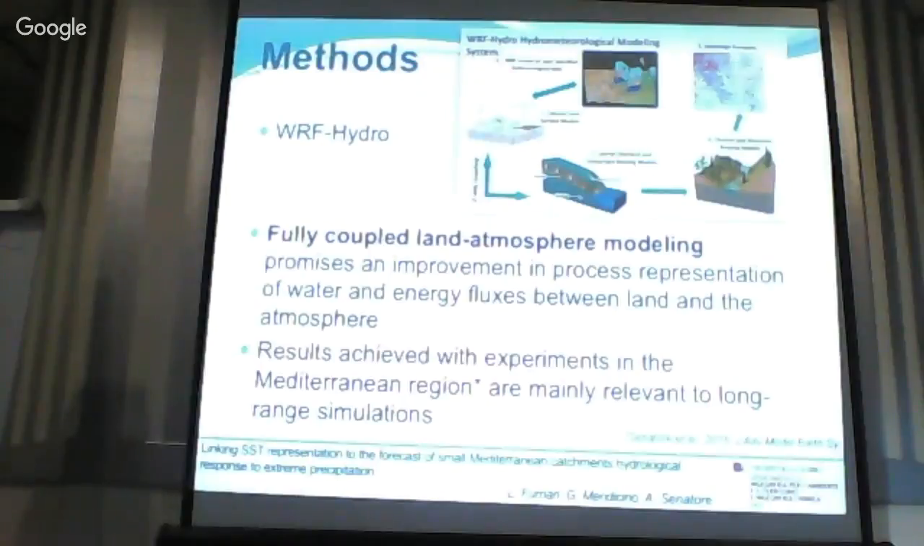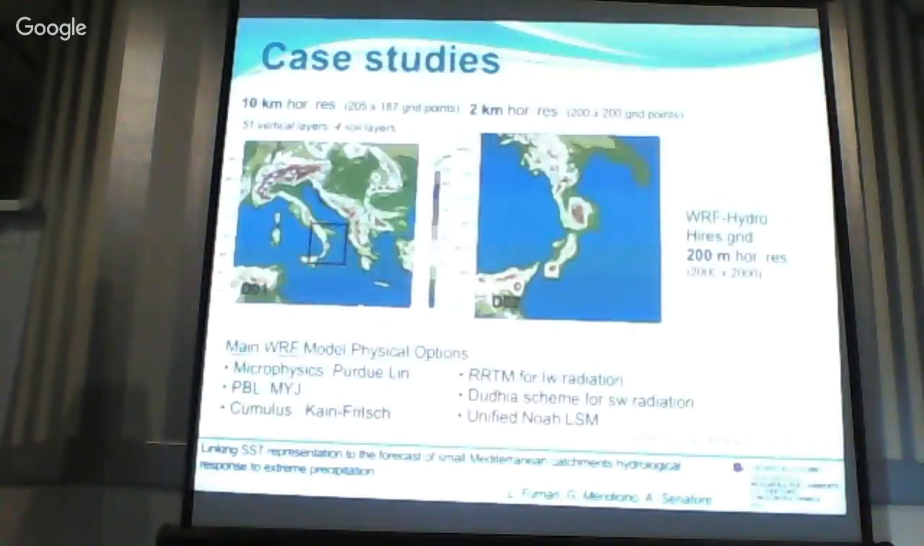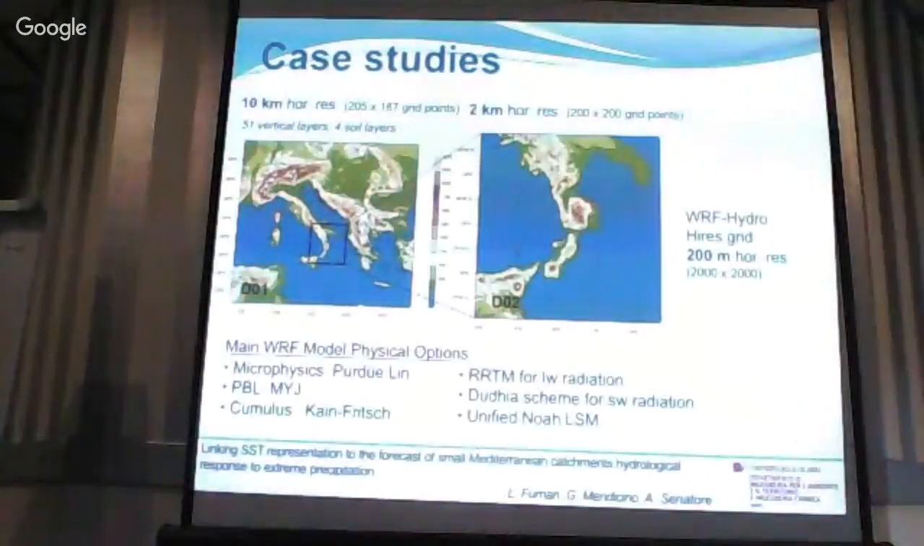So after some tests we used in our experiments WRF-Hydro as one-way coupled. And what are these tests? They have been made on these two domains. This is the innermost one. You see 10 kilometers for the outermost domain, 2 kilometers resolution for the innermost, and then for WRF-Hydro the grid, hydrologically, we have 200 meters.